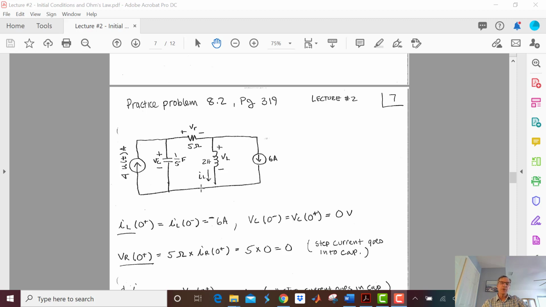I did not show the ground symbol, so I better not ask for V right here because there's no reference for it. But it looks like I didn't. Looks like the voltages we're asking for are very clearly described. So what else do I see?